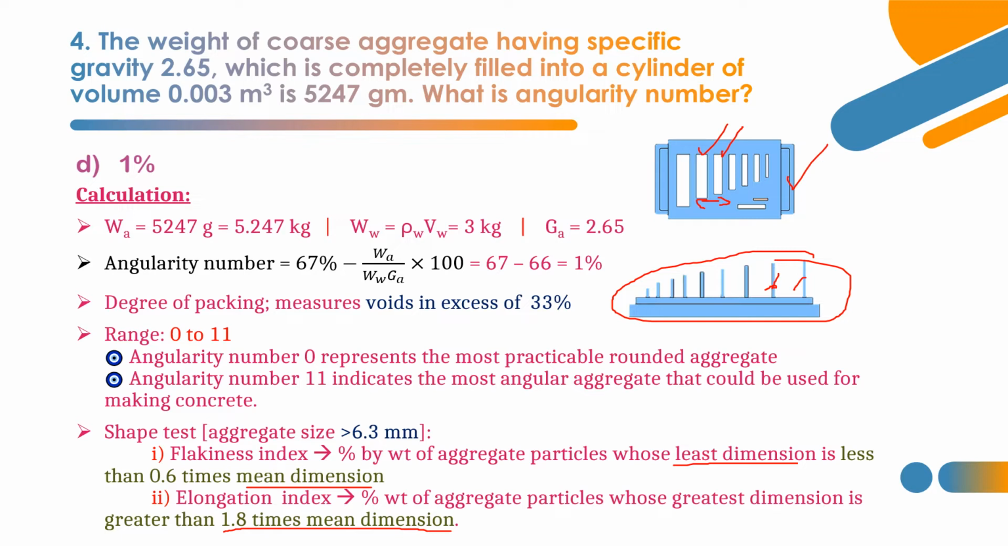Similarly for flakiness, this flakiness index shall not be more than 15. Similarly elongation index shall not be more than 15, and combined index shall not be more than 30. This is the criteria for road aggregates. And we have seen many tests on aggregates, from the abrasion test, ACV, AIV, and now angularity number and shape test. Now we shall move on to the next part.